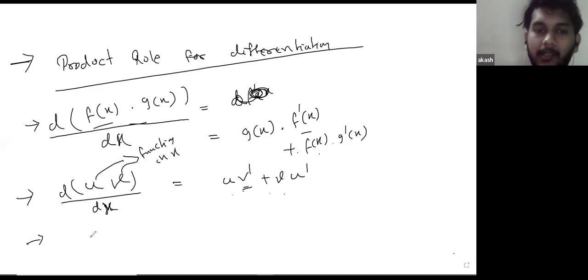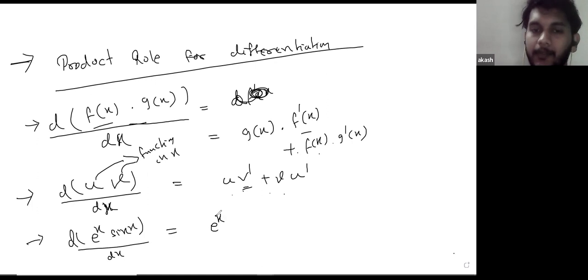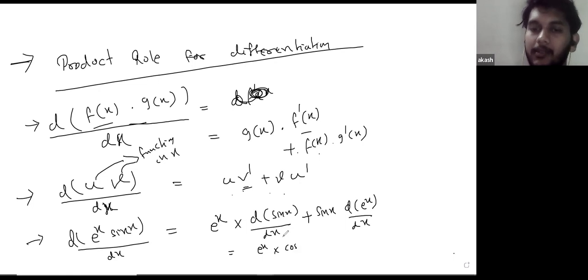So for an example, if they ask you to differentiate e raised to the power x sine x, what you can do is take the first function, differentiate the second function, plus second function into differentiation of first function. So e raised to the power x, differentiation of sine x is cos x, plus sine x into differentiation of e raised to the power x, which is e raised to the power x. Note it down.